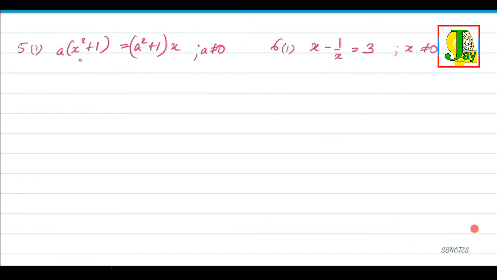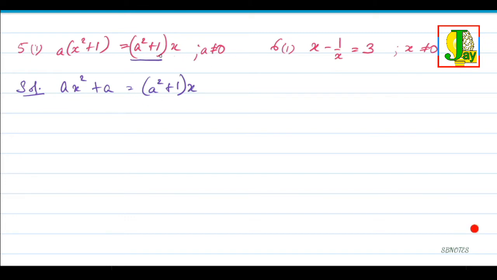Okay, in this question, first you have to convert this into the general form. So let's try to convert this. First of all, we need x square, so we have to open the bracket first. Ax square plus a equals to, here you don't have to open the bracket because this whole thing is getting multiplied with x, so you already have a term with x. Even if you open it, you'll have to multiply again anyway. So a square plus 1 into x.